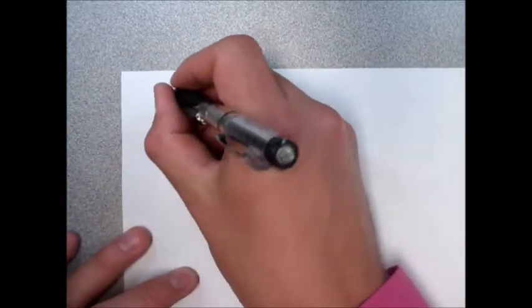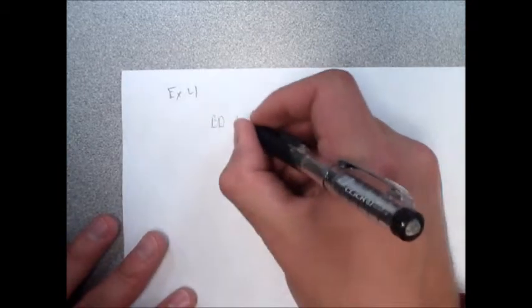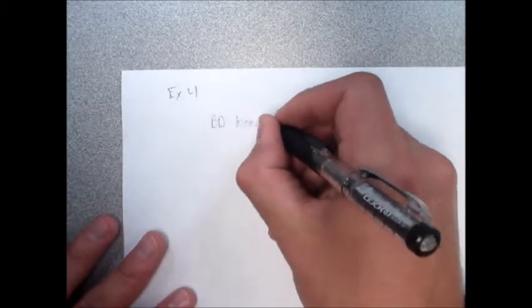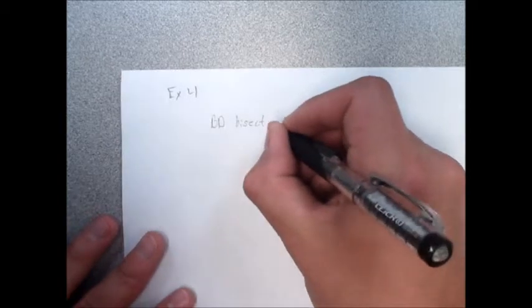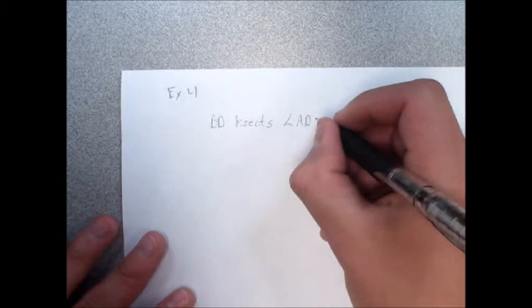Alright. I think there's just one more example. So make sure you're looking at it. It is example 4. Does it have an example 5? Oh, that does. Guess we're going to do example 5 too. So here we go. It says BD bisects. What is the definition of bisect? Look up the definition of bisect while I'm writing this down.